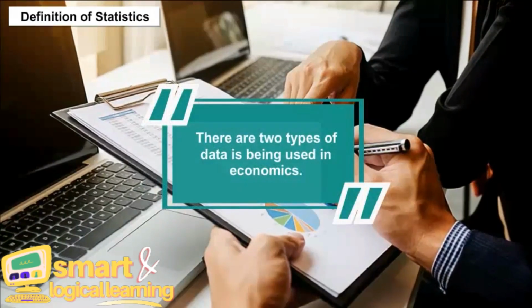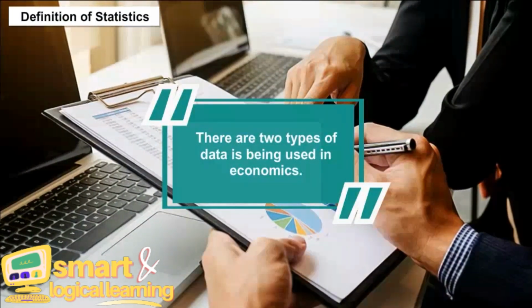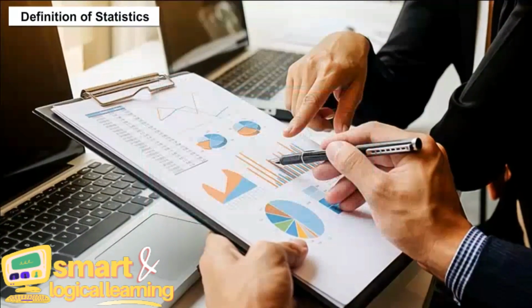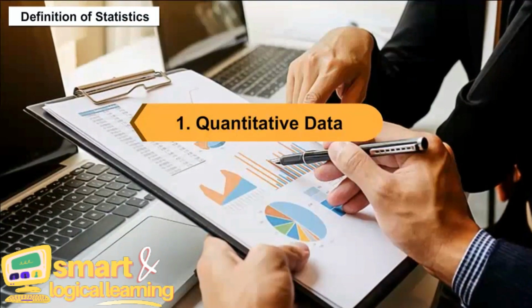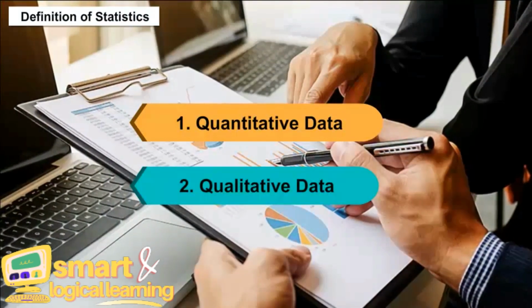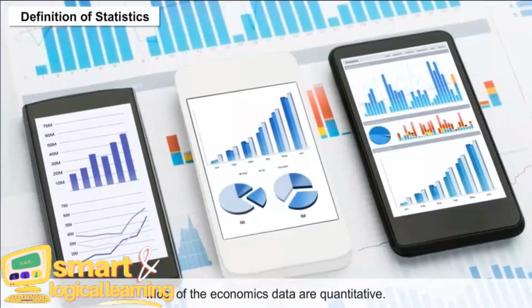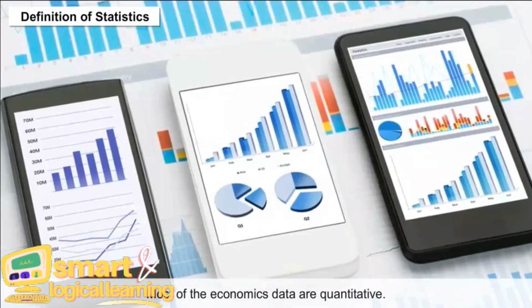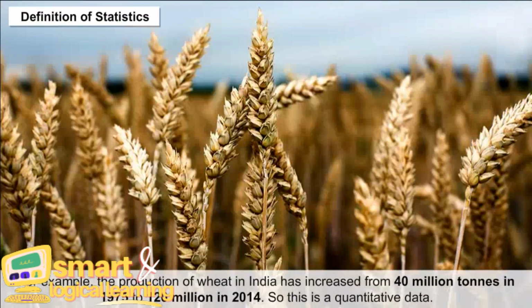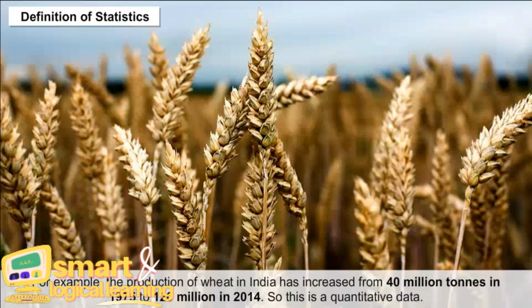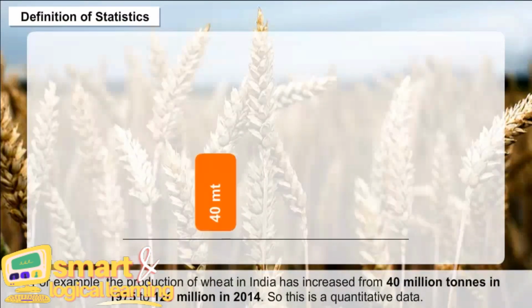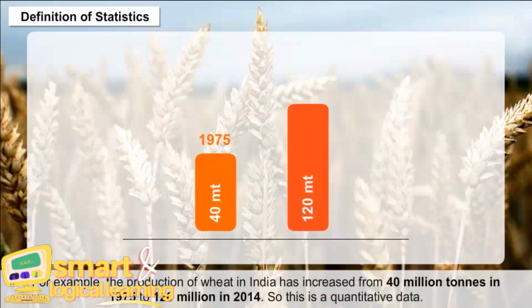There are two types of data used in economics. 1. Quantitative. 2. Qualitative. Quantitative data. Most of the economic data are quantitative. For example, the production of wheat in India has increased from 40 million tons in 1975 to 120 million in 2014. So this is quantitative data.